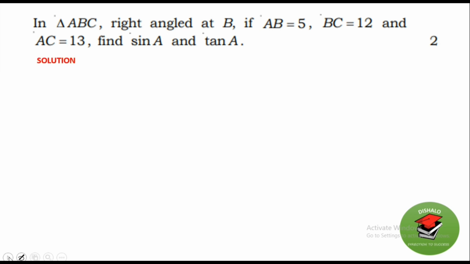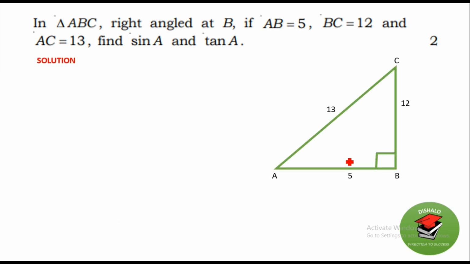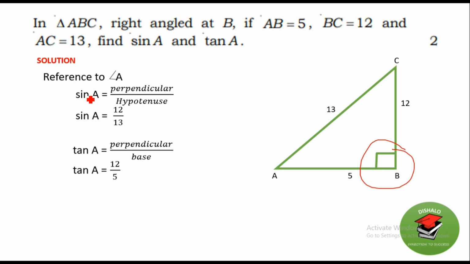So let us see the solution. So you have a triangle which is right angled at B. AB is given as 5, BC is given as 12 and AC is given as 13. So with reference to angle A, we have to find sine A. Sine A is perpendicular by hypotenuse. My perpendicular is 12, hypotenuse is 13. So sine A is 12 by 13.